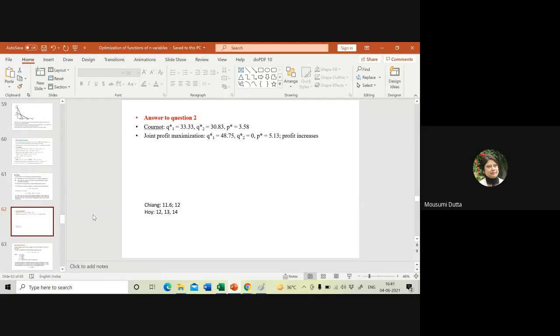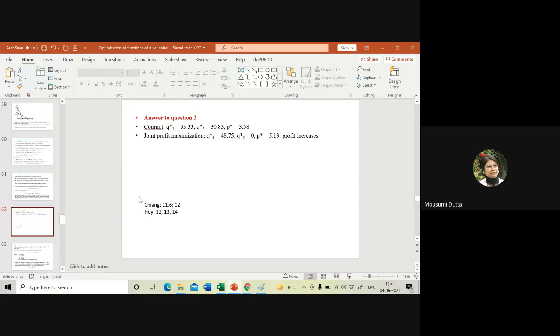The answer is given here, so check whether you are getting this answer. Under the joint profit maximization case, you will find Q2 star will be equal to 0. However, this doesn't matter to the firm because the profit volume will be higher and the profit will be shared among the firms. So please find out the solution, and next day we can discuss the matter.